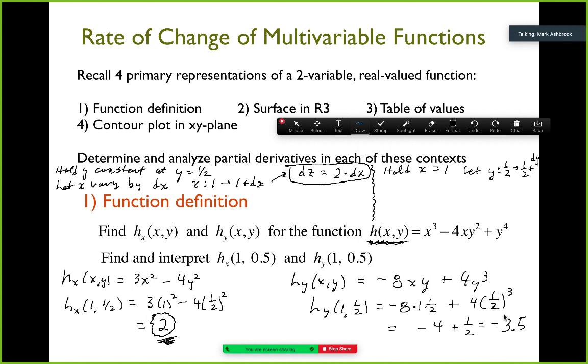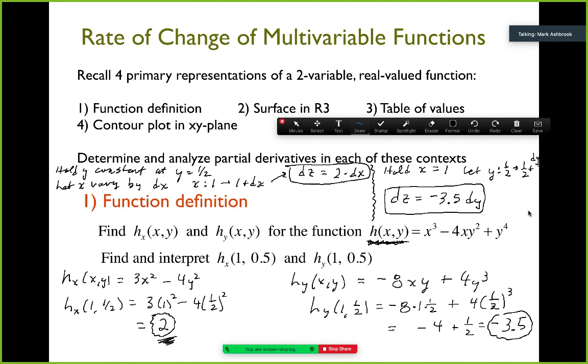This rate of change then tells us the influence of changing y on z, or on the output of the function. So what will happen to z when we change y by dy? -3.5 times dy. Yes, so however much we change y by, the resulting change in the output of the function will be -3.5 times as much as our change in y.